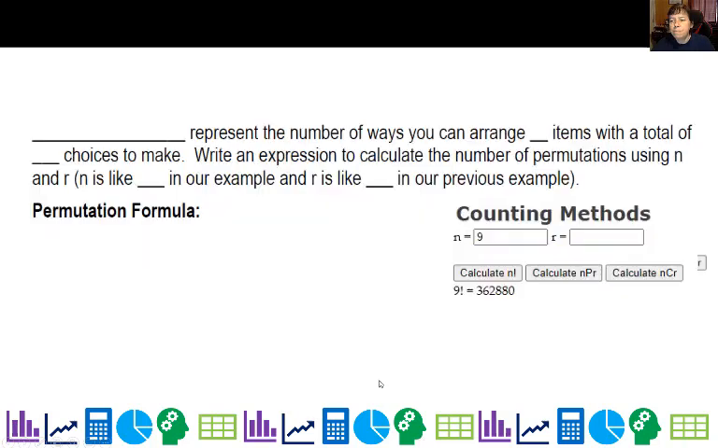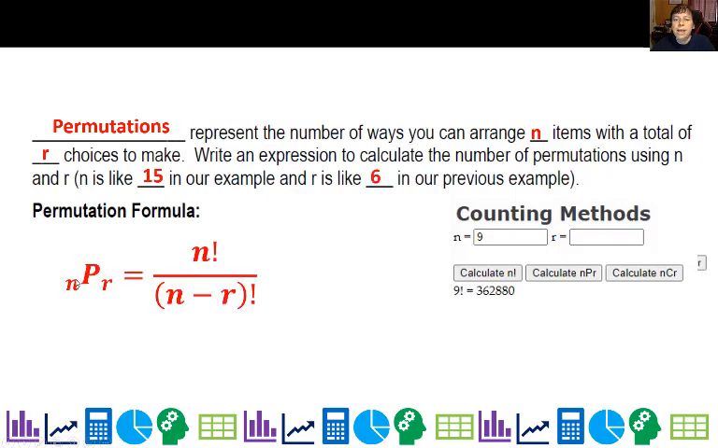This is called a permutation, and it represents the number of ways you can arrange n items with a total of r choices to make. So we can write out an expression for the general case, where n is like 15 in our example, and r is like 6. One way to write it is nPr, equals n factorial over n minus r factorial. So I could just calculate the n factorial, then calculate the n minus r factorial, and divide by both.